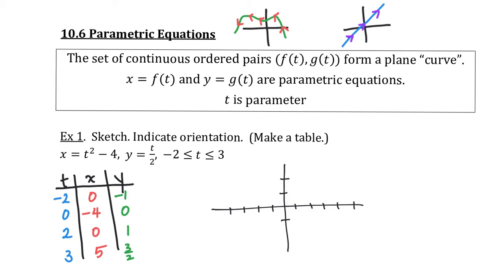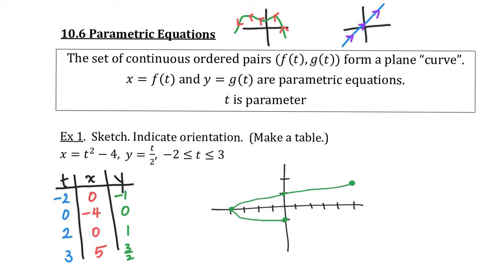So my first ordered pair is 0, -1. My next ordered pair is -4, 0, 0, 1, and then 5, 1.5, so about up here. And those are endpoints at the ends because of the domain restriction from -2 to 3. So this is my curve that doesn't have to curve.